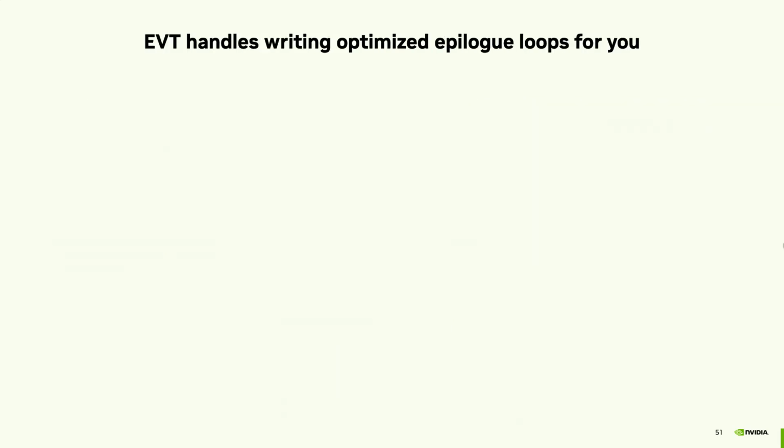Now, I mentioned at the beginning of this talk that EVT handles all of the heavy lifting of placing custom logic within CUTLASS's optimized epilogue loops. On this slide, I want to give you just a taste of what's going on in this. Don't worry, I'm going to go through this slide relatively quickly, and I don't want you to need to necessarily read all of it. Really, what I'm trying to get across is what EVT is handling under the hood for you so that you can just focus on building up your epilogue patterns.